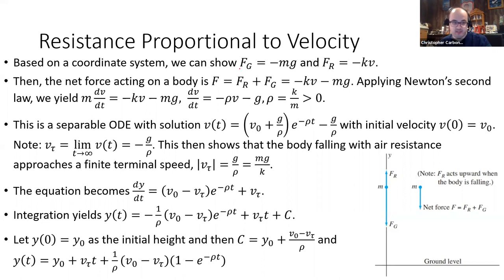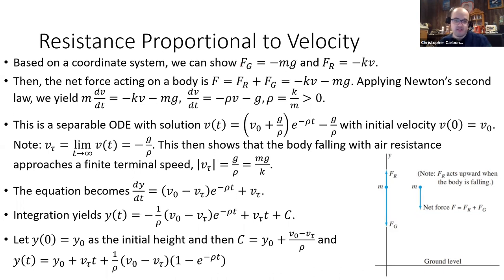The equation then becomes dy/dt = (v₀ − v_τ)e^(−ρt) + v_τ. The integration then yields y(t) = −(1/ρ)(v₀ − v_τ)e^(−ρt) + v_τt + C. And if we let y(0) = y₀ be the initial height, then C is equal to y₀ + (v₀ − v_τ)/ρ.